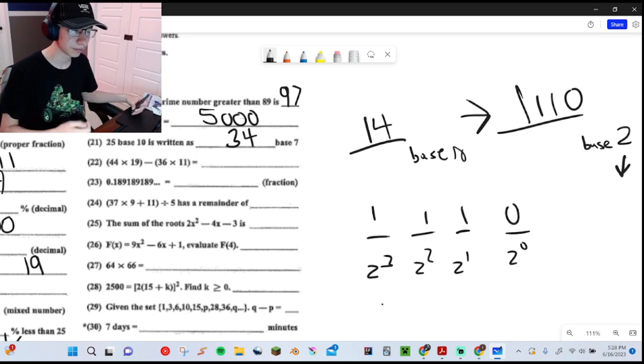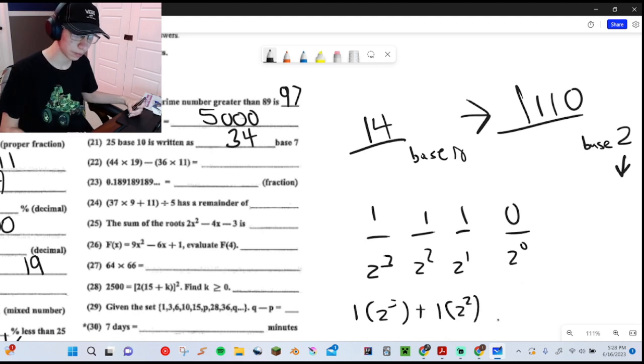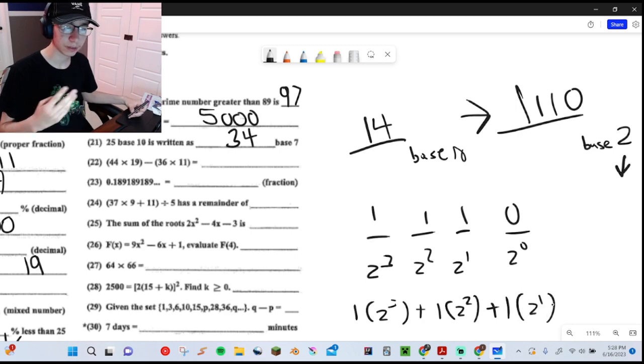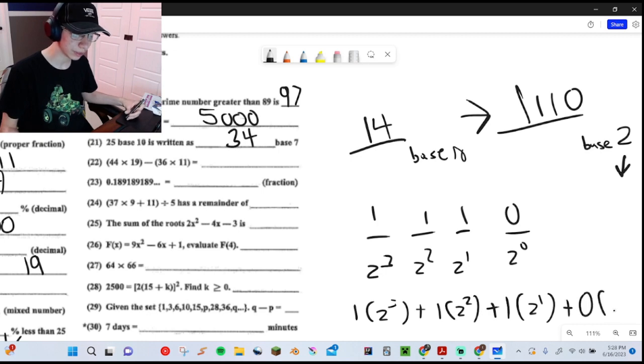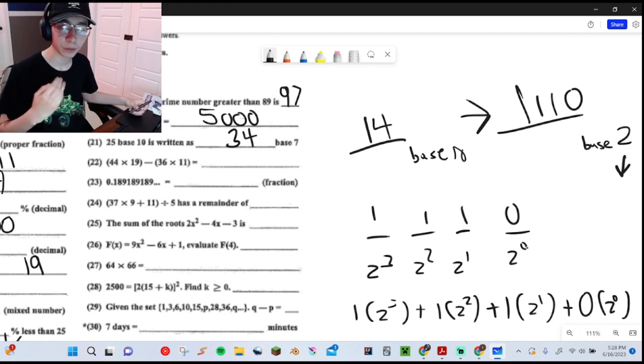So let's check it, see if it checks out. 1 times 2 cubed, that's 8, plus 1 times 2 squared, that's 4, so I add it, it's 12. Plus 1 times 2 to the first. So that's 12 plus 2, 14, plus 0 times 2 to the 0, it's just 0. So it does check out that this number in base 2 is 14 in base 10.